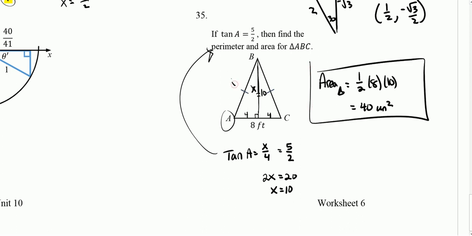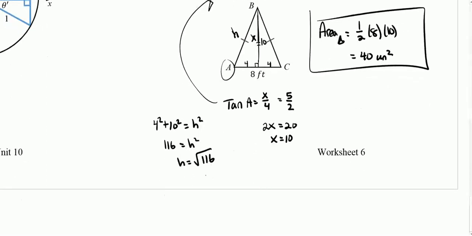I'm going to call that length h for hypotenuse. And, well, we can use the Pythagorean theorem. 4 squared plus 10 squared is equal to our hypotenuse squared. So this is 116. So our hypotenuse is the square root of 116.